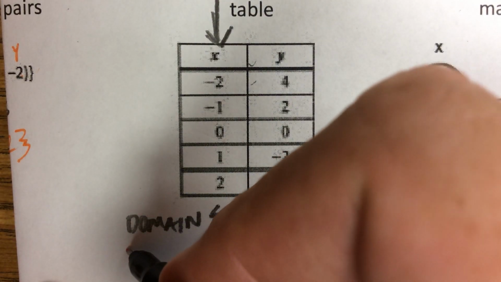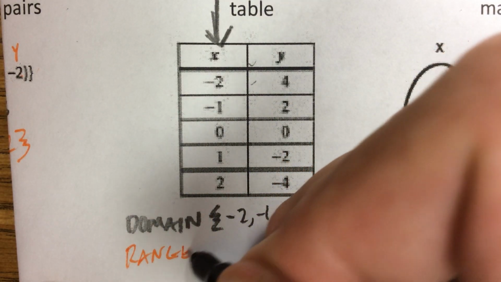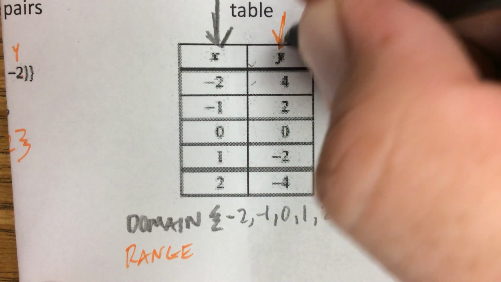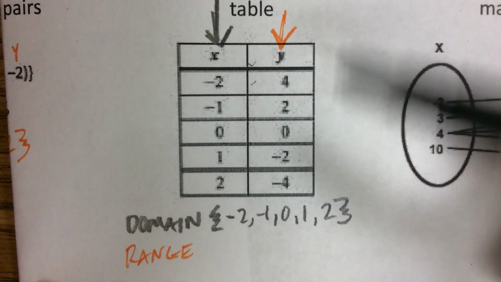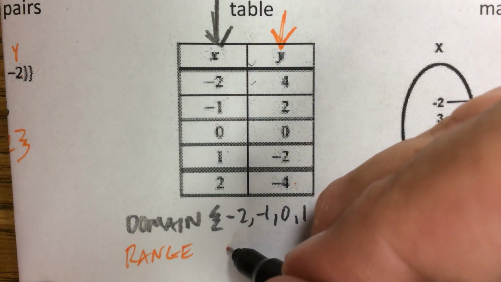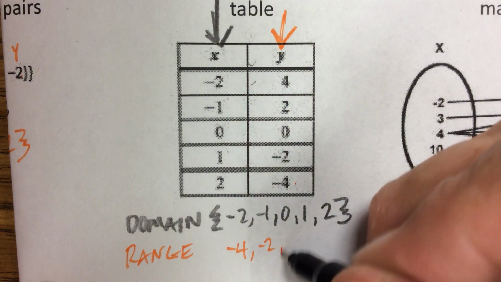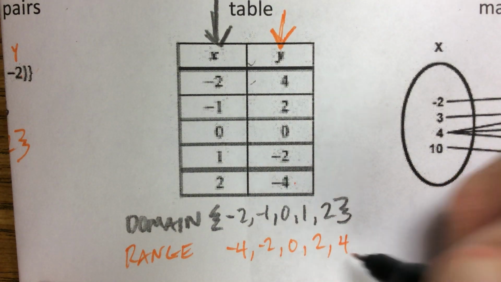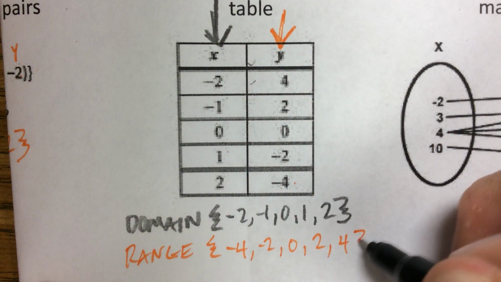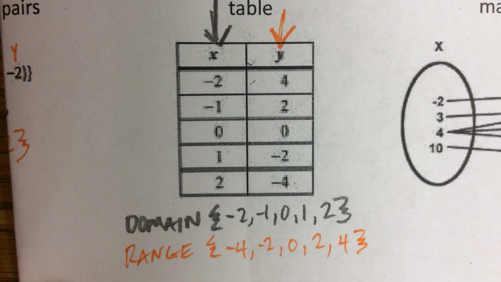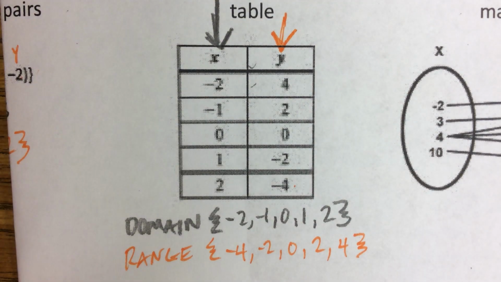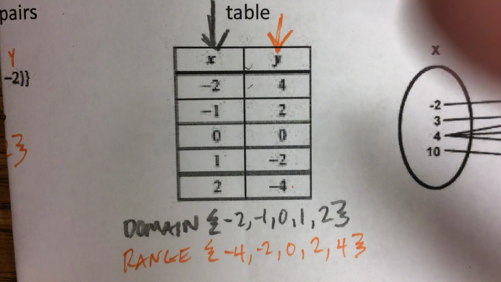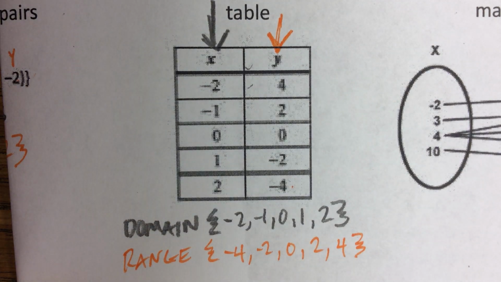Do the same thing with the range, which is going to be our y values. And again, I'm going to put them in order from the smallest number to the biggest number. The smallest number is going to be down here at -4. Then -2, 0, 2, 4. So there's my domain and range for this particular relationship. Again, is this relationship a function? Why or why not?